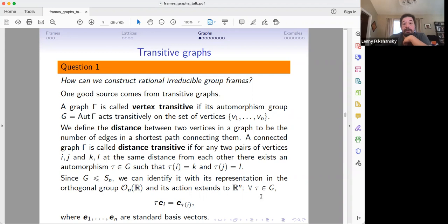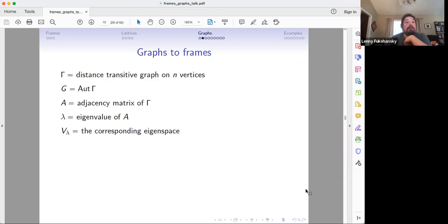Okay, so then let me fix the notation with which I will be operating. So suppose gamma is a distance transitive graph on n vertices.